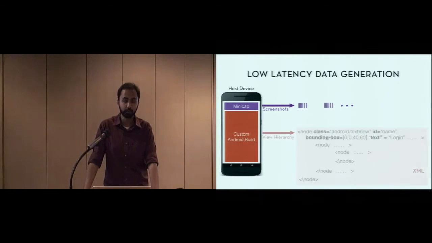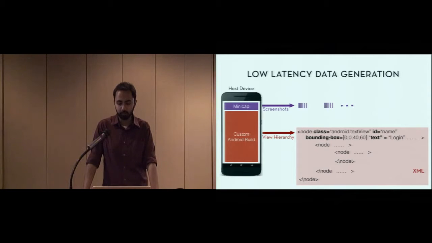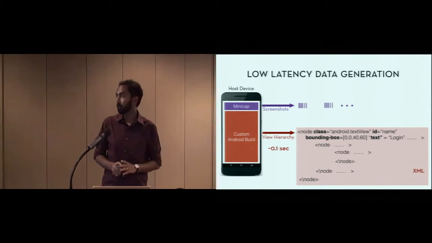For fast view hierarchy generation, we used a custom Android build that dumps UI data in XML format. This contains properties of the UI elements, such as their class name, ID, locations on screen, and displayed text. Unlike current Android tools that take a couple of seconds to dump such information, our implementation only takes around 0.1 second. So both these techniques allow Erica to offer the smooth user experience that you saw in the video.